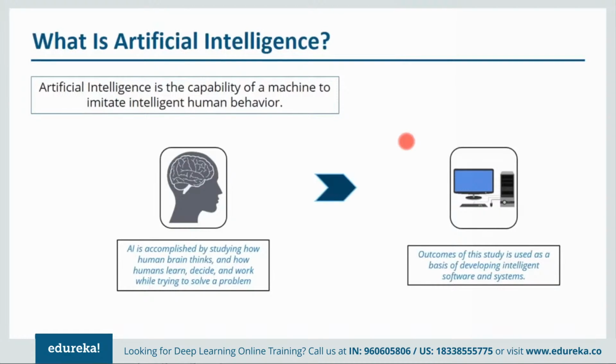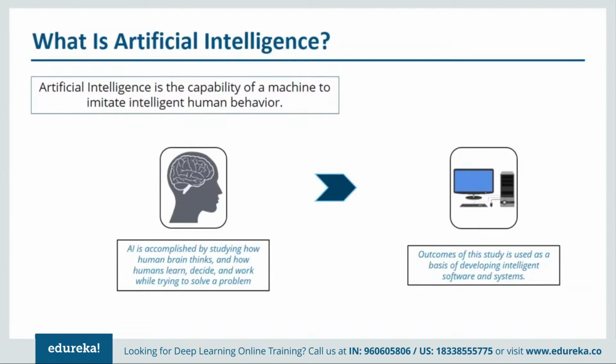So basically, we want systems and software in such a way that they can imitate human behavior. Now, what happens in artificial intelligence? Artificial intelligence is accomplished by studying how the human brain thinks and how it learns, decides and works while trying to solve a problem. And then we use the outcome of this study as the basis of development of intelligent software and systems. So our major goal is to have systems or software that can imitate human behavior: the way they think, the way they decide, the way they solve a problem. In that similar fashion, we want our machines to do that. So this is basically artificial intelligence in a nutshell.